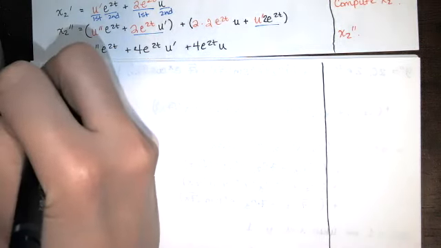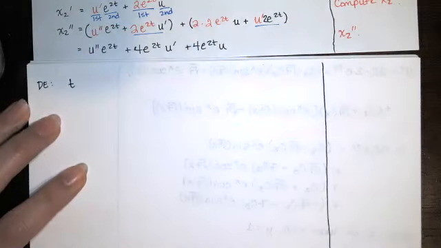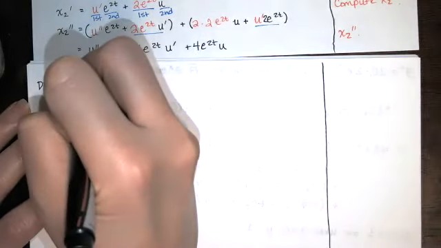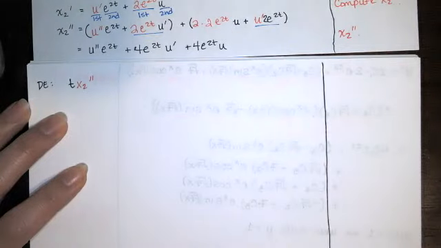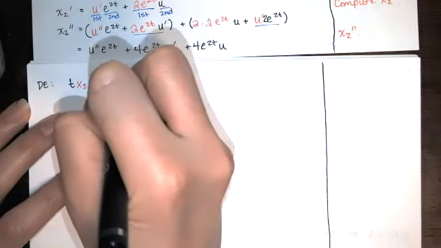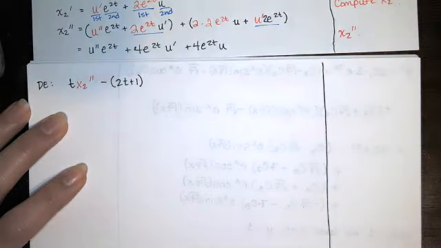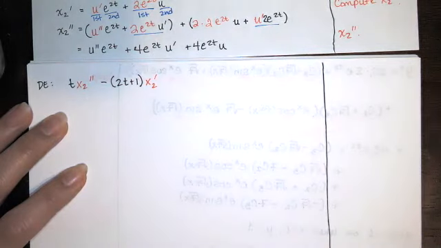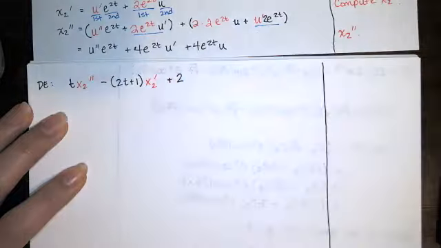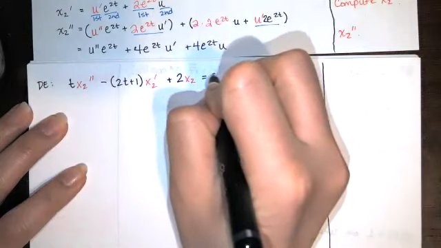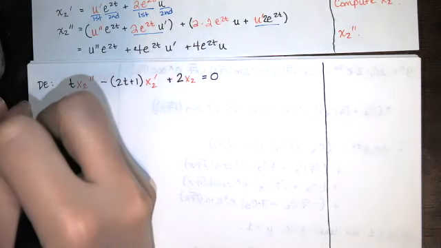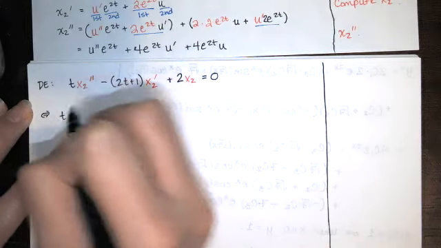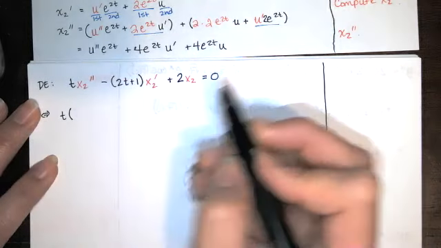So the original differential equation was t times x double prime, and we're going to substitute in x sub 2 double prime, minus the quantity 2t plus 1 times x prime. We're going to substitute in x sub 2 prime. And then we're going to add 2 times x sub 2. And if x sub 2 is a second linearly independent solution, we're going to get 0. So let's substitute. So we have t times x sub 2 double prime, which is that expression right there.